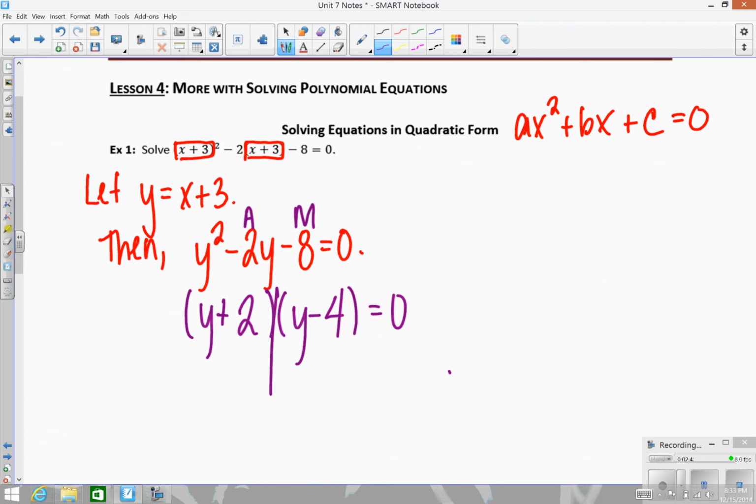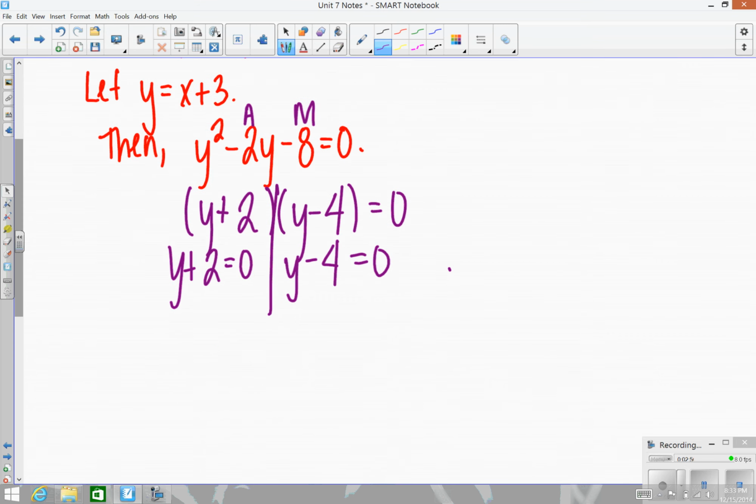And then you can split this and set each piece equal to 0, since now you have a product being multiplied to equal 0. So I can set each piece equal to 0, subtract 2 from both sides, so we get y equals negative 2. Add 4, we get y equals 4. So here are your two solutions. Remember though, this is the solution to this new equation that we created.